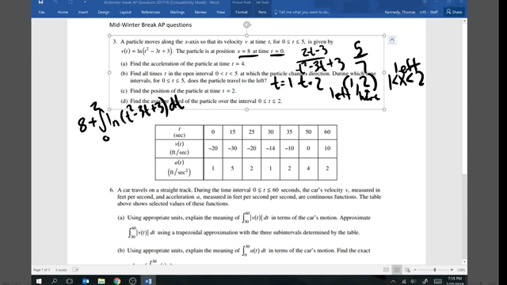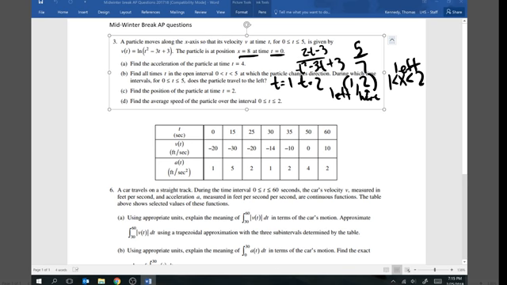dt, and booyah. If I integrate velocity, it's going to tell me how my position changes from my starting place of being 8 to the right. And this ends up being 3 point something or something like that. I don't remember exactly. Alright, next.